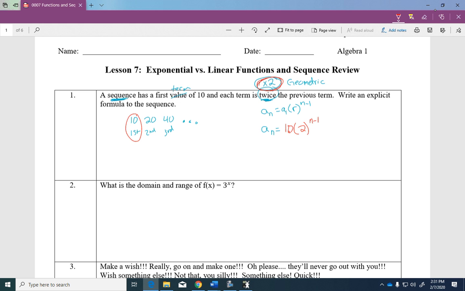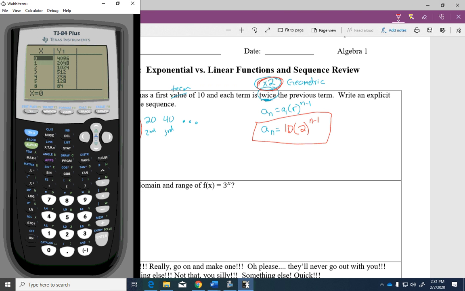Now, something I keep on telling you guys every single day is, after you write a function, or in this case an explicit formula, can you please check it? Can you please make sure it really works? Take out that calculator of yours, go to your y equals, and let's enter 10 times 2 to the, now remember, my calculator is older than yours. It doesn't have that little box up in the corner. So for me to raise it to the n minus 1, I need to put it in parentheses. You're going to have it just up in that little box.